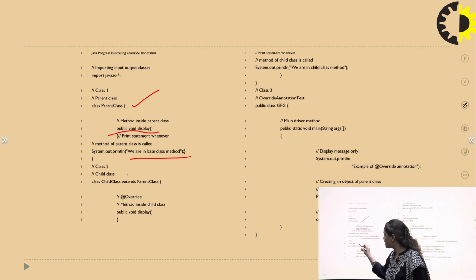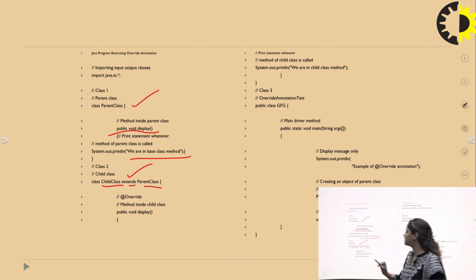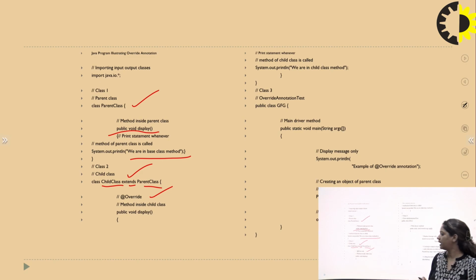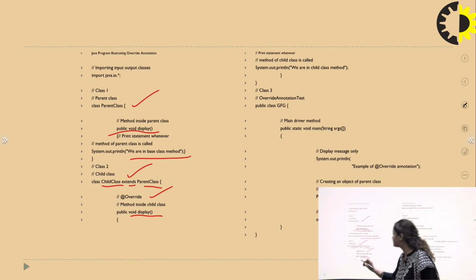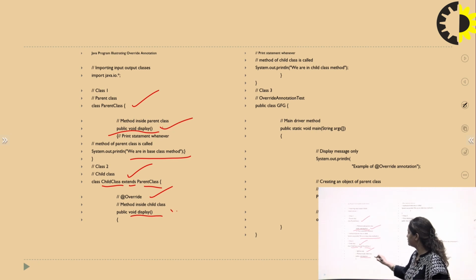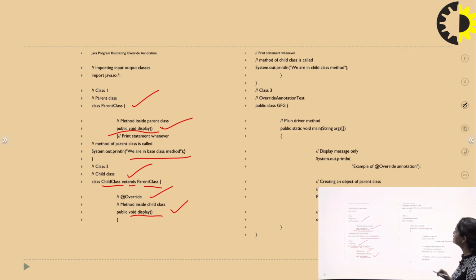Then I have created a child class, named Child class, which is extending the parent class. Over here I have put this @Override annotation to ensure that the two methods are being overridden. Again, I have used void display. The same method is constructed again in the child class. When I execute my program from class 3, which is your main method class, I make one object to access our parent class or child class and call the display method, then the overriding will occur.